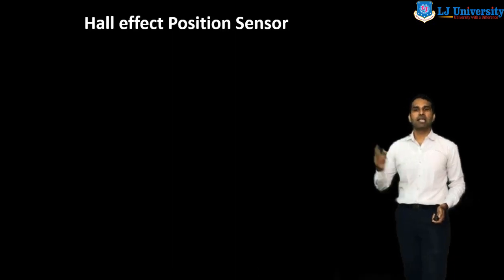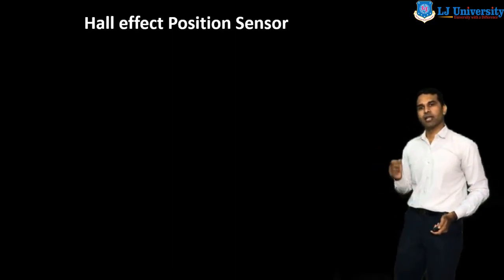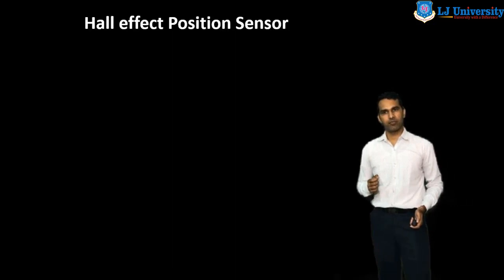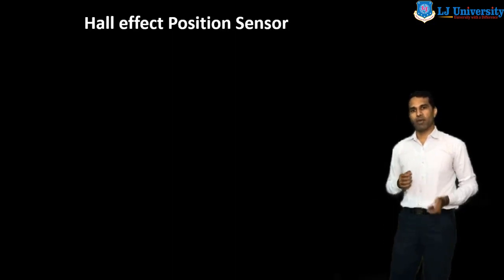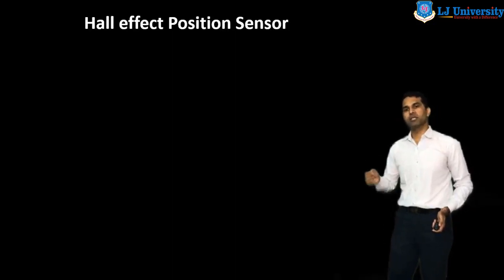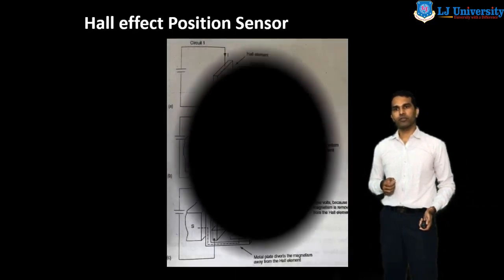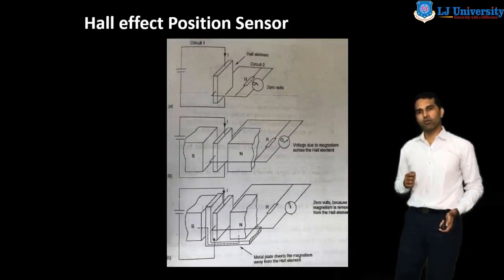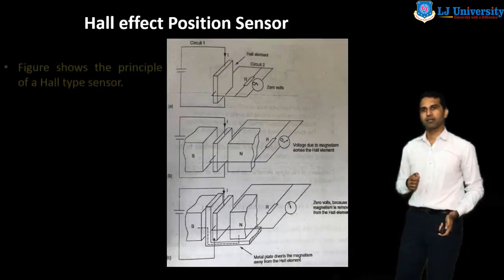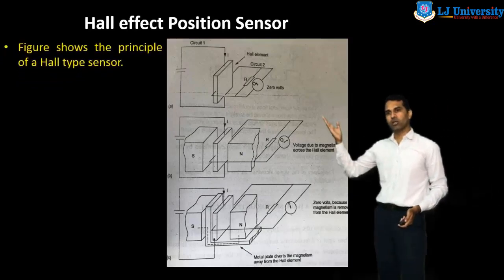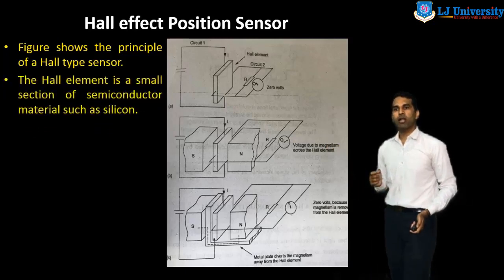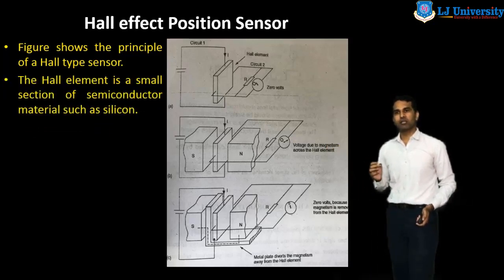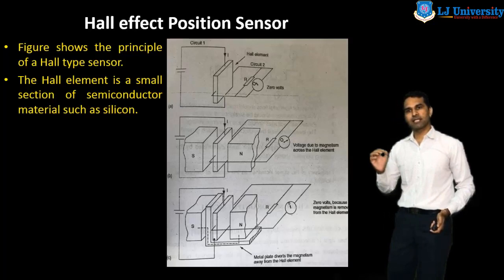Now we discuss the second type of sensor, and it is the Hall effect sensor. The name is given because it uses the concept of the Hall effect and works on the principle of the Hall effect. So first we understand what the Hall effect is. Here the figure shows the principle of the Hall type sensor. The Hall element is a small section of semiconductor material such as silicon.